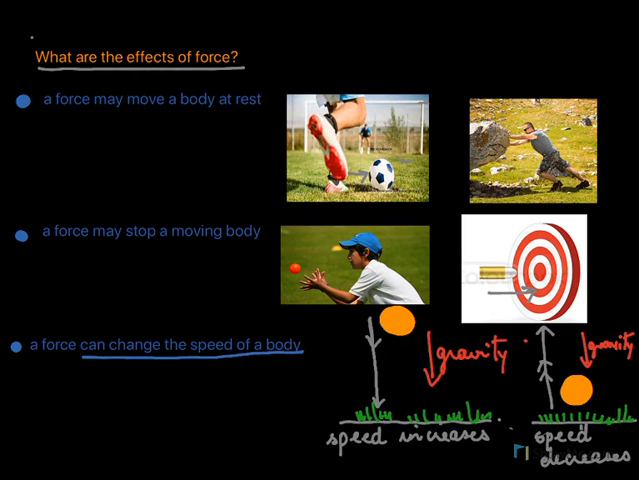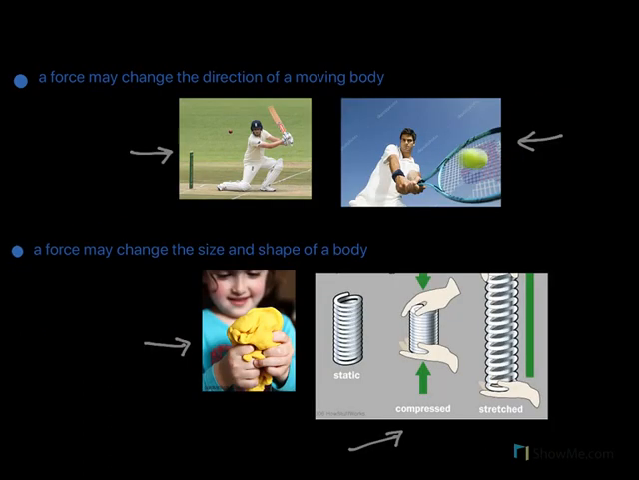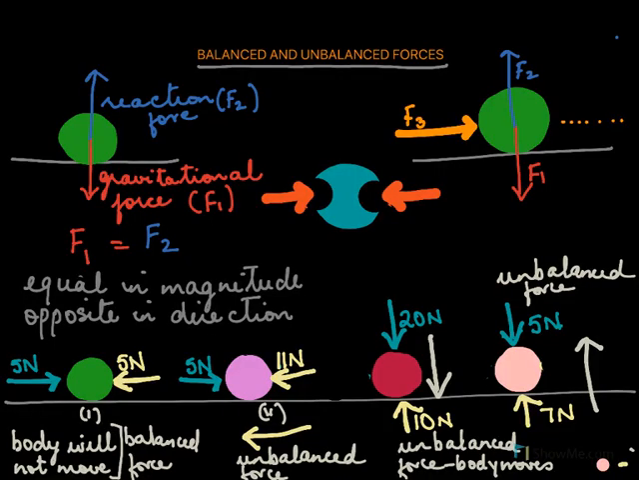So let's recap what we have done. What were the effects of force? We said a force can move a body, may stop a body, or it can change the speed of the body. If a body is at rest, we need a force to put it in motion. If a body is in motion, we need a force to stop it. We can even change the speed of a moving body. We've also seen that a force can change the direction of a moving body. It can change the size and the shape of a body.